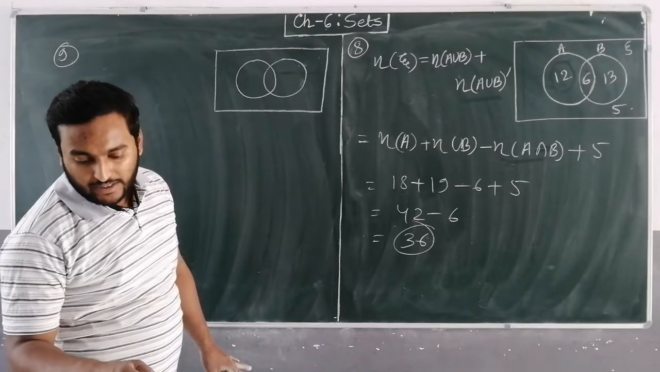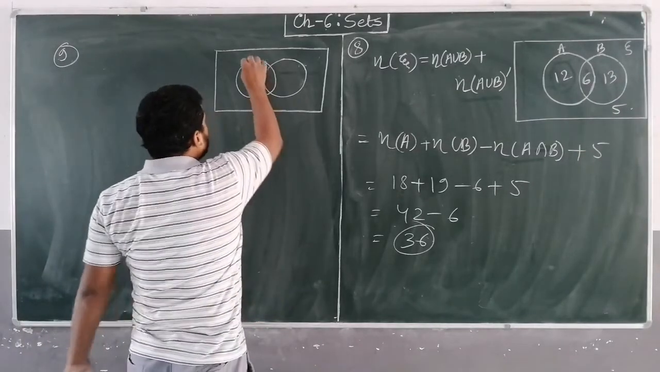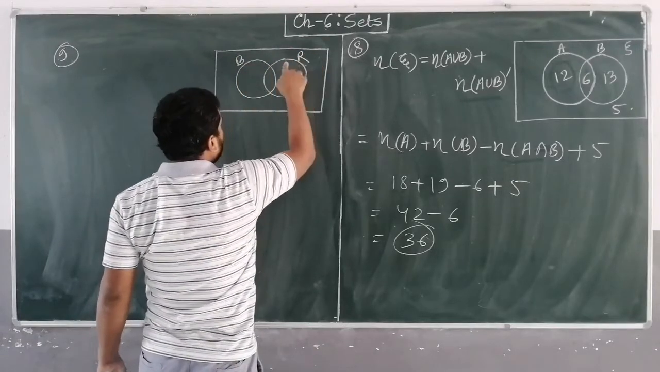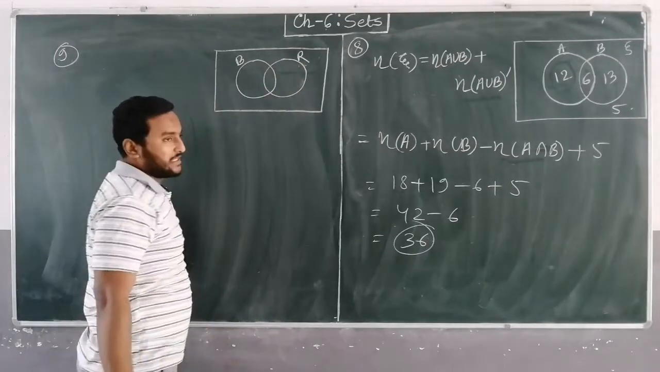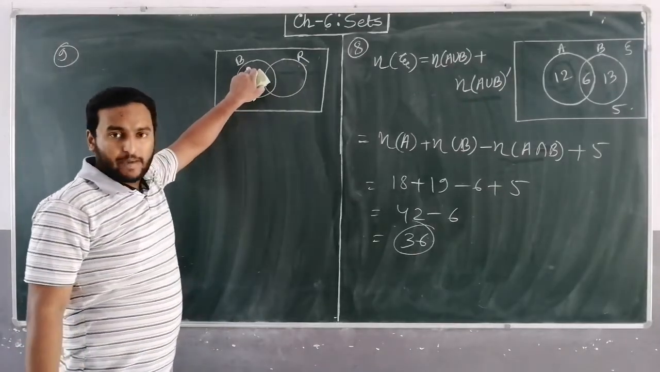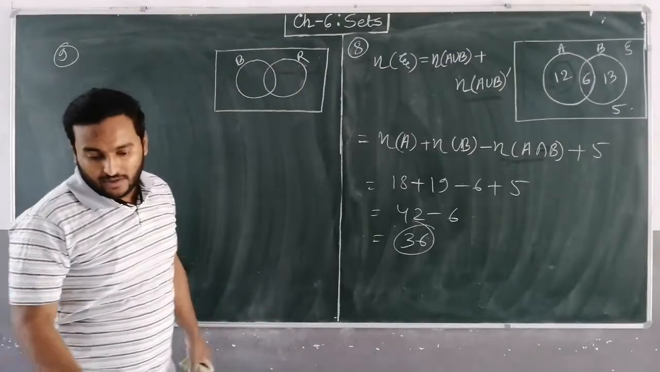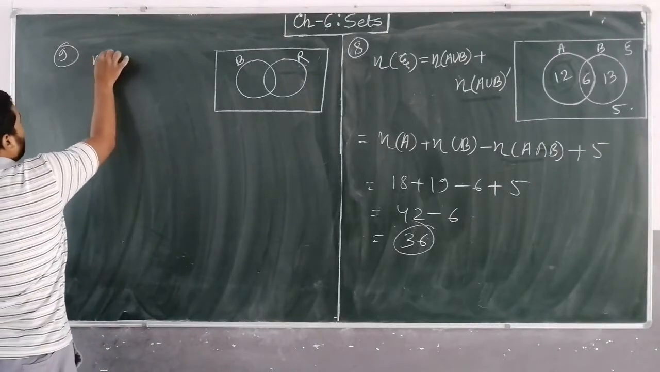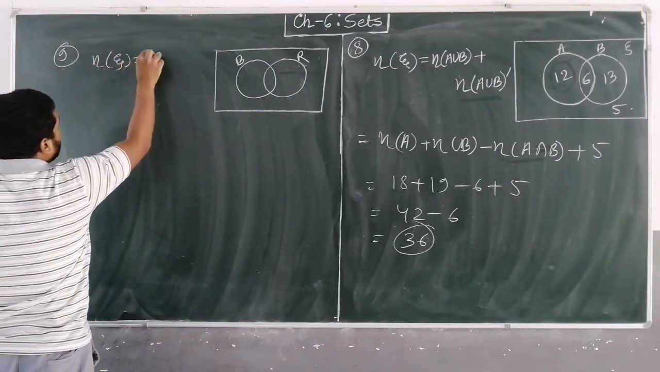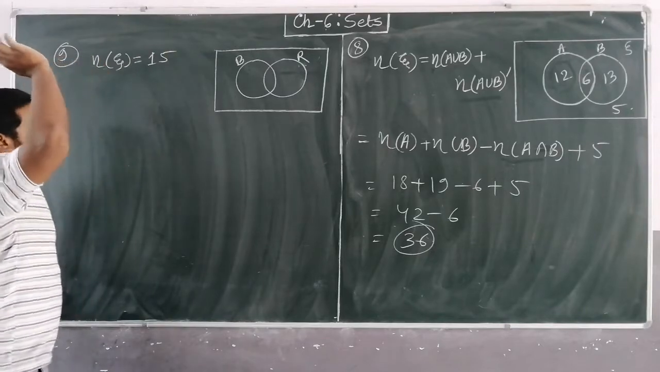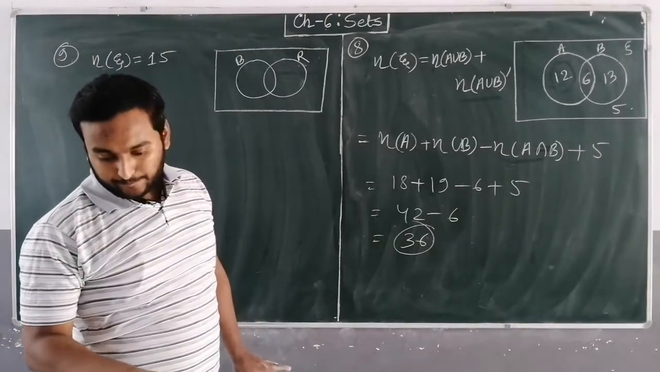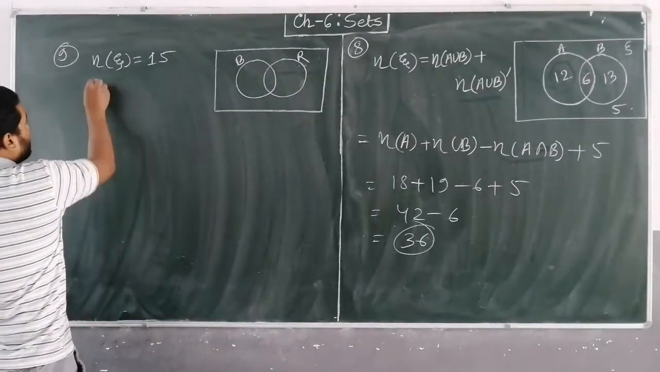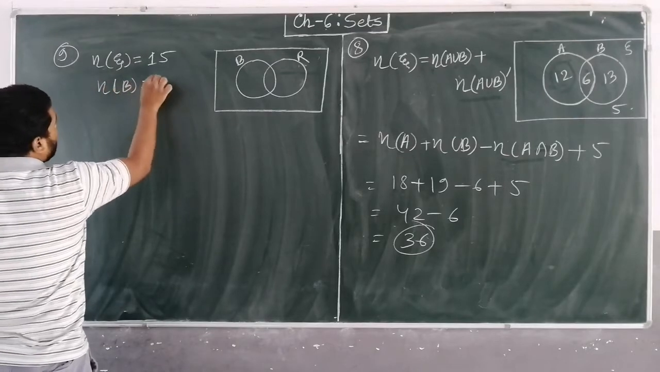Two things are there, bangles and ribbons. Suppose this is the set of the girls who bought bangles, and this is the set of the girls who bought ribbons. So two sets we have represented here. First is bangles and this is the set of ribbons. It is told that total 15 girls were there, so the universal set is 15. And 10 girls bought bangles, so the number of girls who bought bangles is 10.